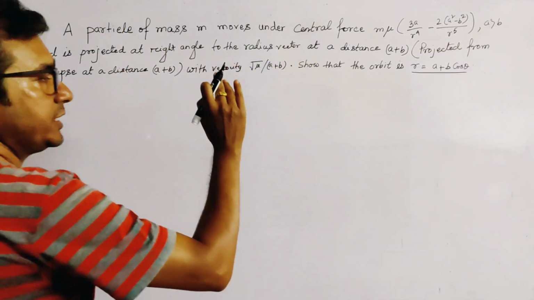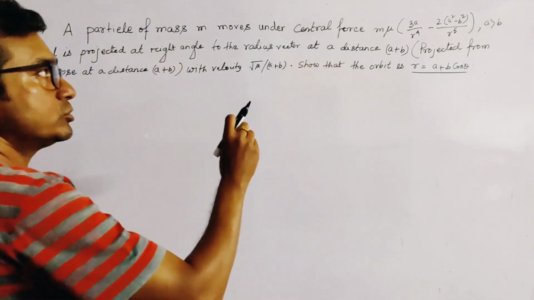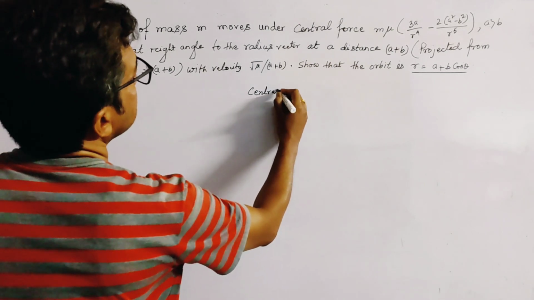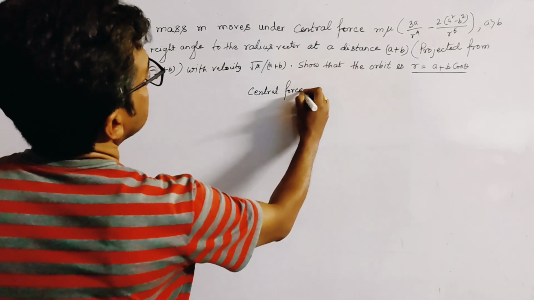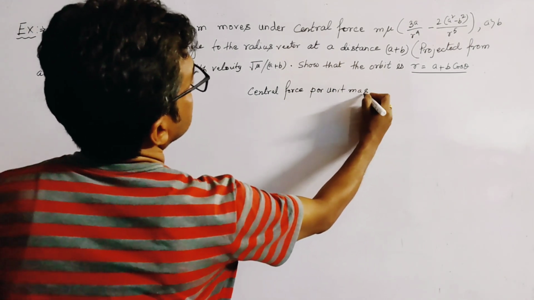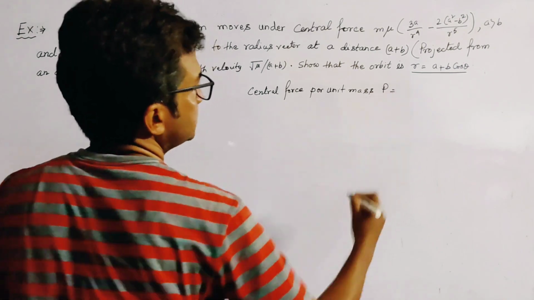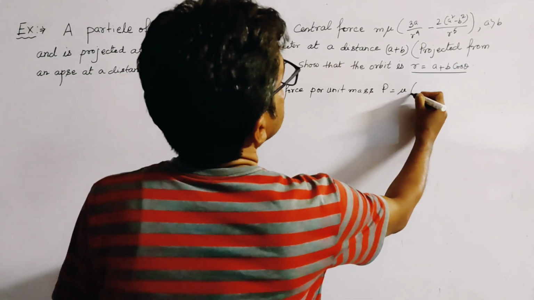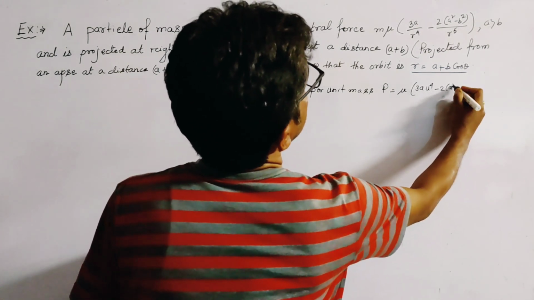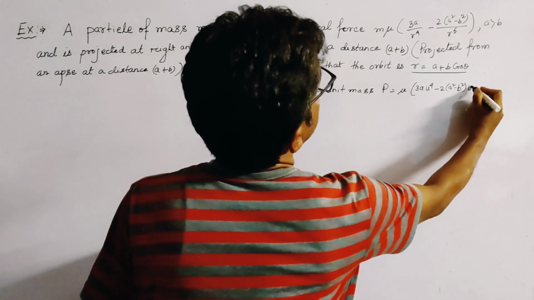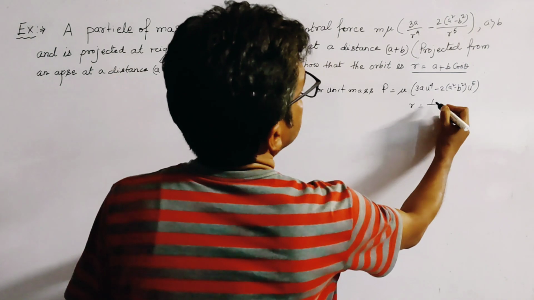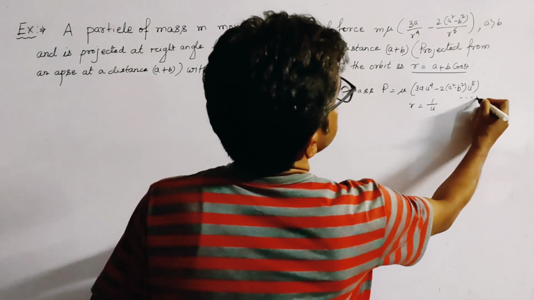Here we first write the central force per unit mass. Central force per unit mass P is equal to mu into 3a u to the power 4 minus 2 into a square minus b square into u to the power 5, because r is equal to 1 by u, and this is named as equation 1.